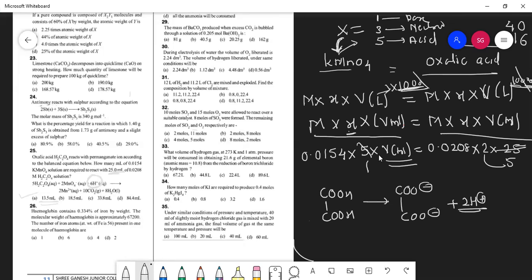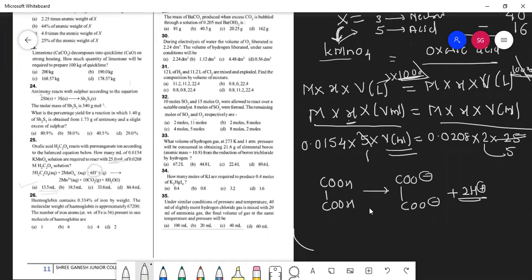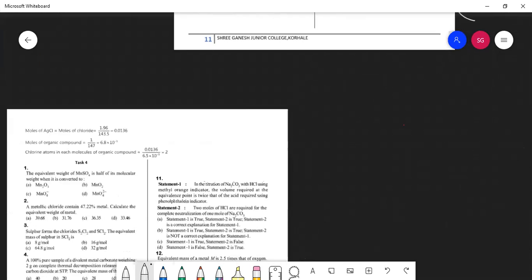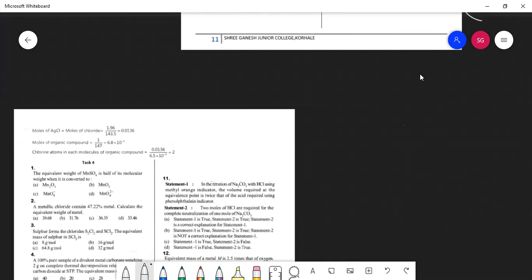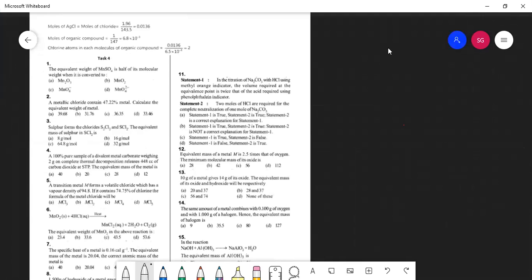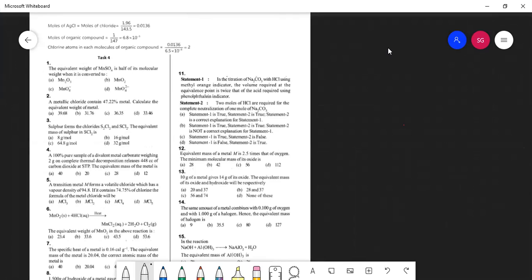Okay, let me see which one. 25 is there, then 33. Yes, 33 is also of atomic structure, so that we will take afterwards. So task fourth, question number 1. Task fourth, question number 1. Yes, Pranjal has sent this doubt. Pranjal, read the question carefully and try to understand what is given.